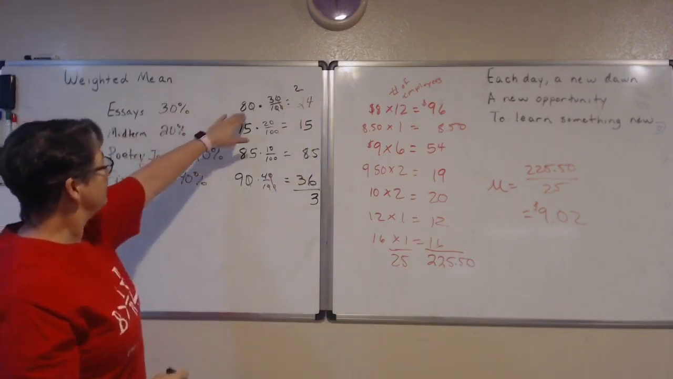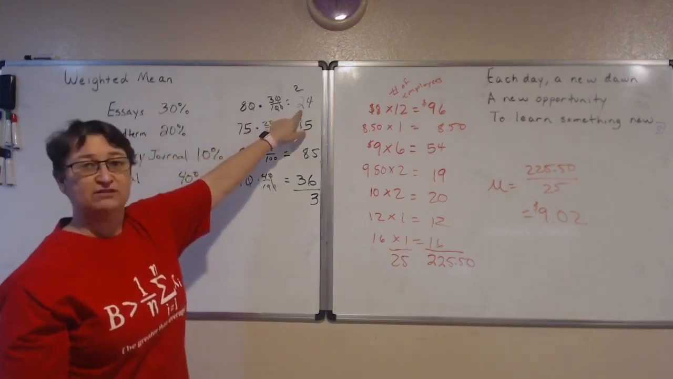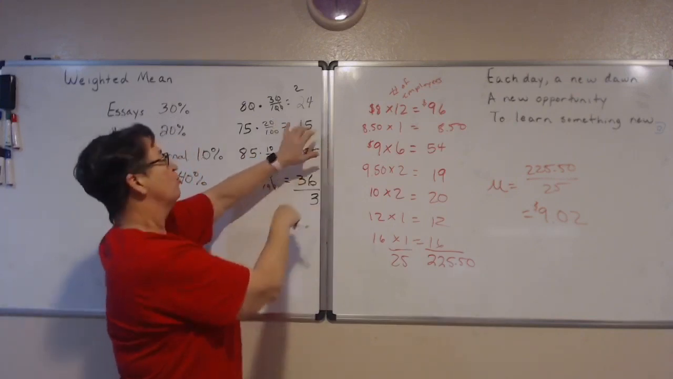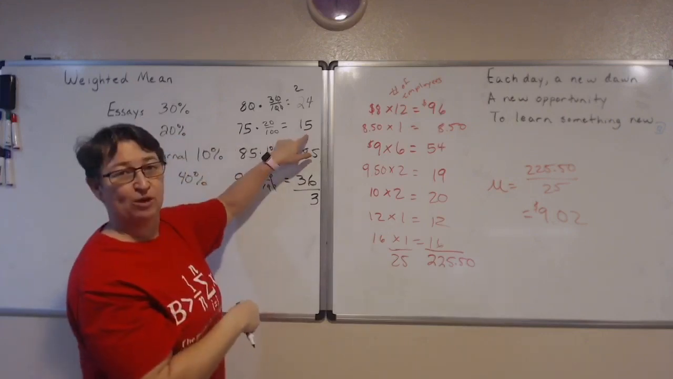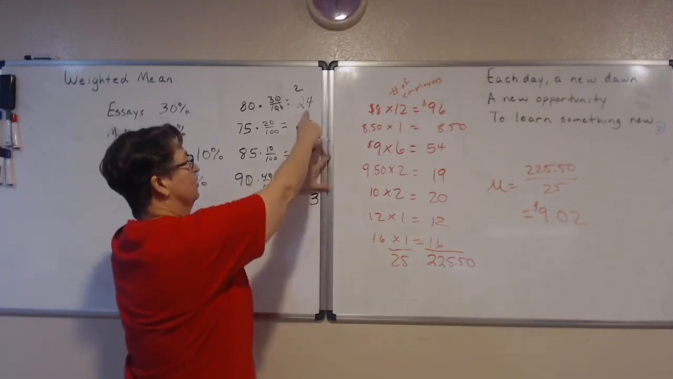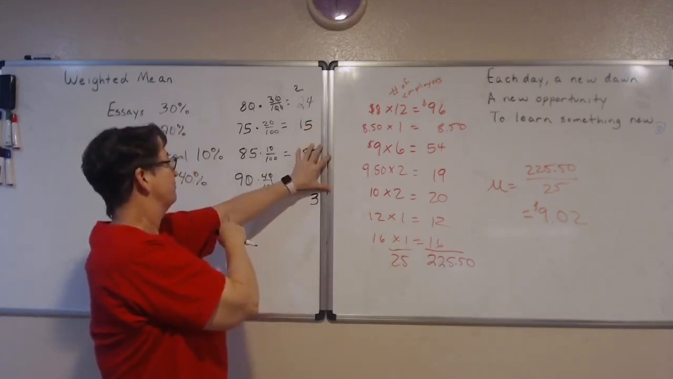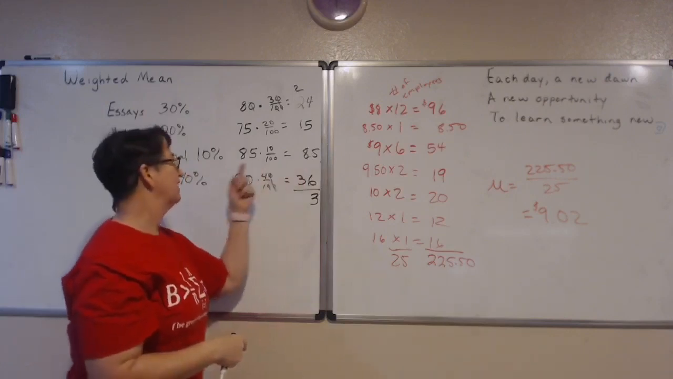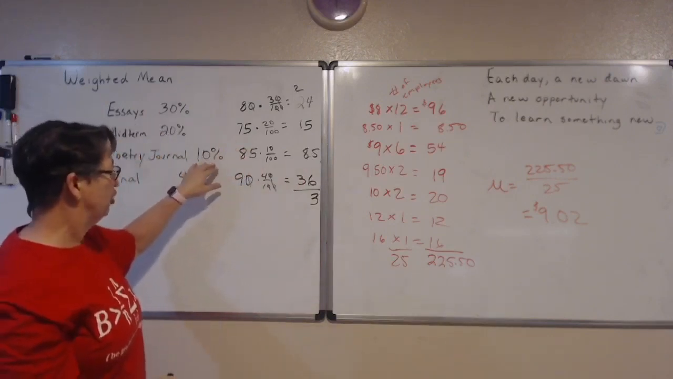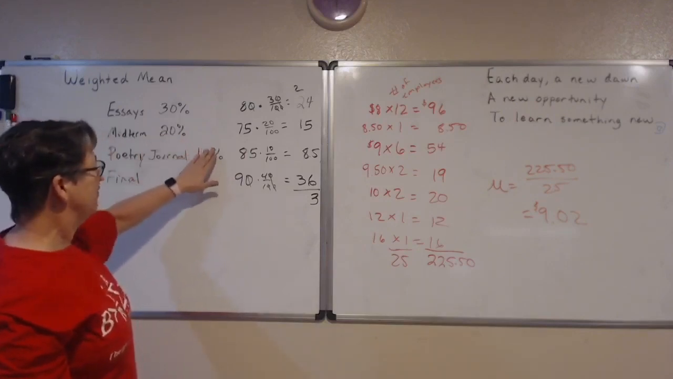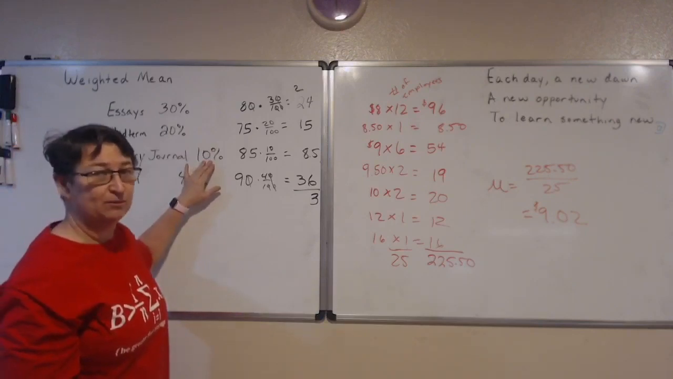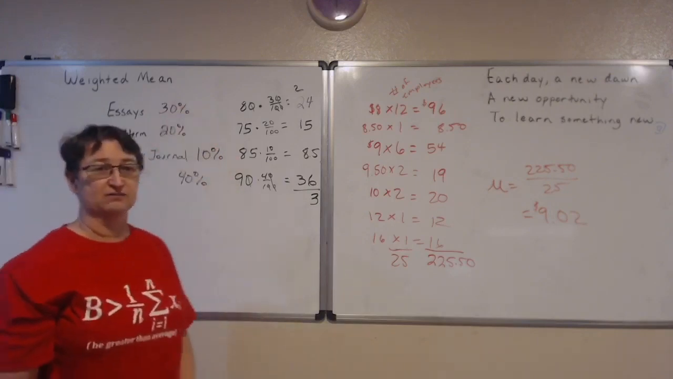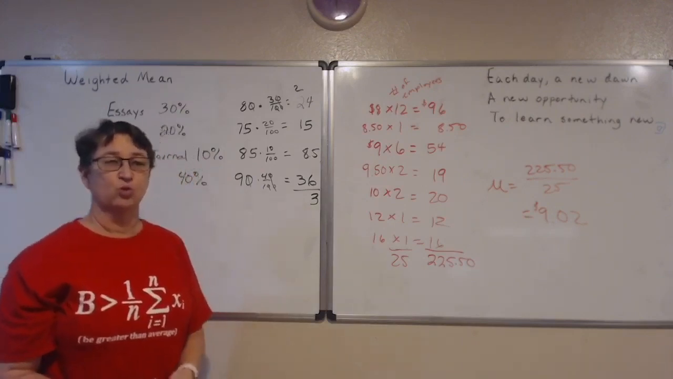By the way, with his 80 on his essays, he earned 24 points towards the class. If he hadn't done anything else, he would make a 24 in the class. With his 75 on his midterm, he earned 15 points towards the class. So he's now at 39 points. With that 85, he earned 8.5 out of the 10 points possible. So that's how that percent works: it tells you how many points you could earn. If I don't turn in that poetry journal, then I lost 10 points, which means the highest grade I could make in the class is a 90. So those percentages really tell you how many points that assignment is worth.